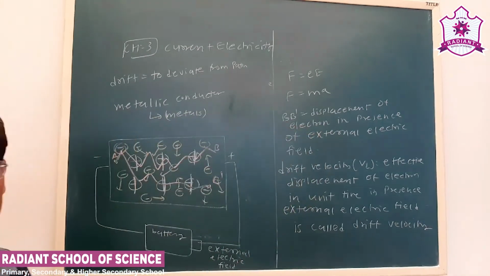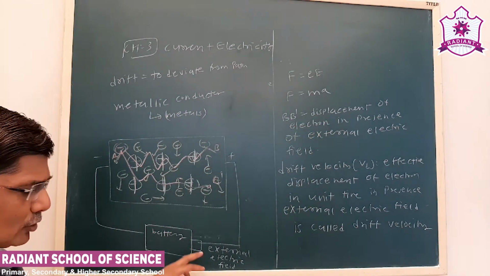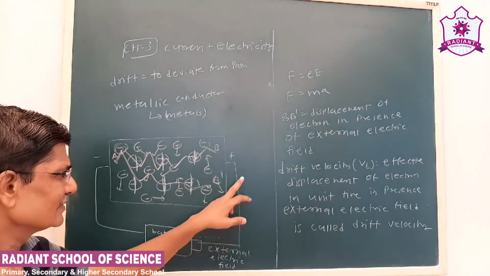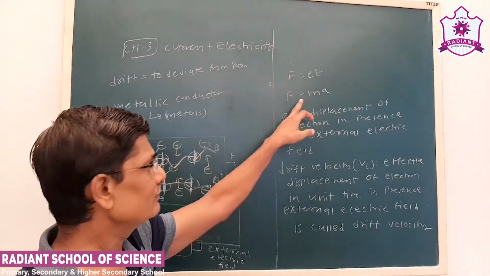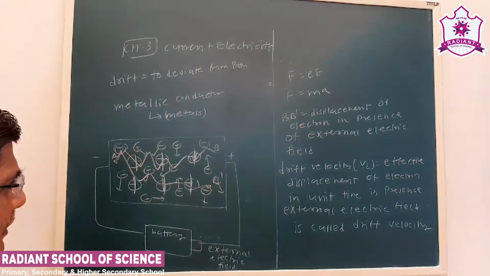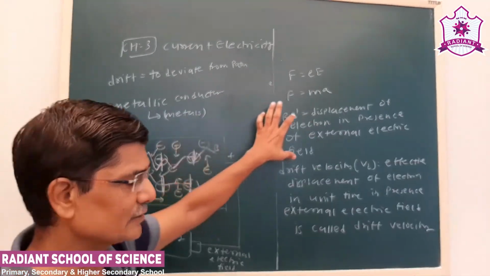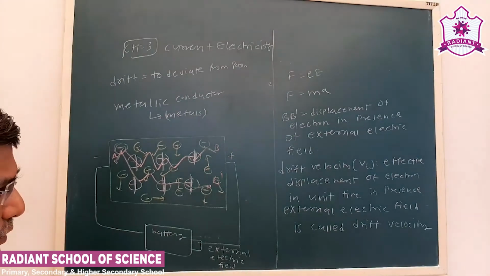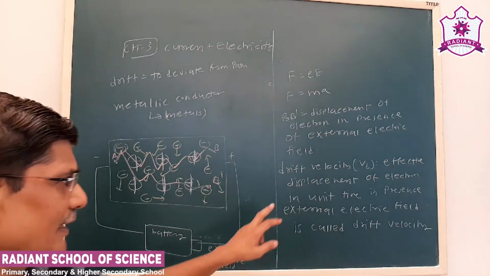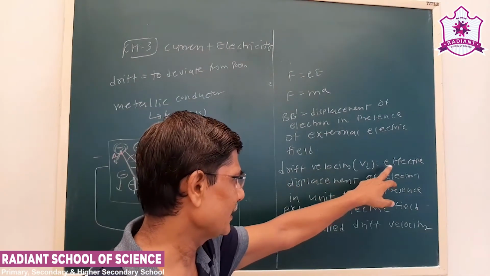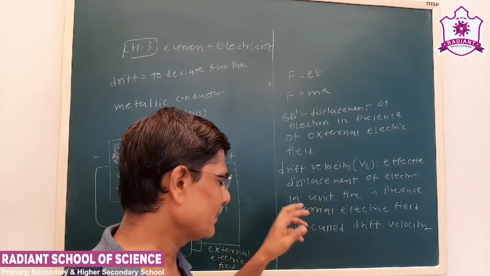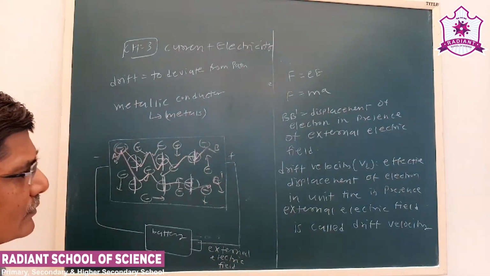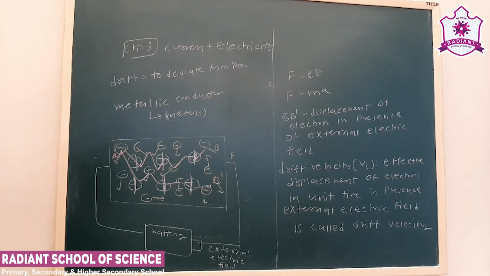Okay, so we have seen that because of the external electric field, the electron will experience a force, that is F is equal to eE. We are familiar with this formula. Because its path is changed, that is, displacement has taken place, and displacement upon time is the velocity. So we can write drift velocity like this: the effective displacement of the electron in unit time in the presence of the external electric field is called the drift velocity.